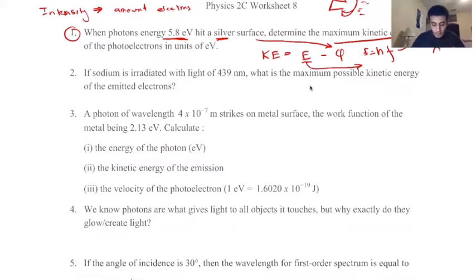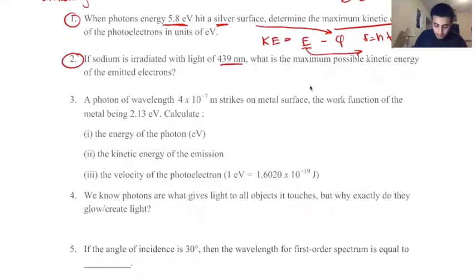Okay, so number two is basically along these same lines. It gives us the wavelength, and we need to figure out the maximum possible kinetic energy of the emitted electrons. So we're going to use the same equation. It'll just be a little bit different in how we apply this.